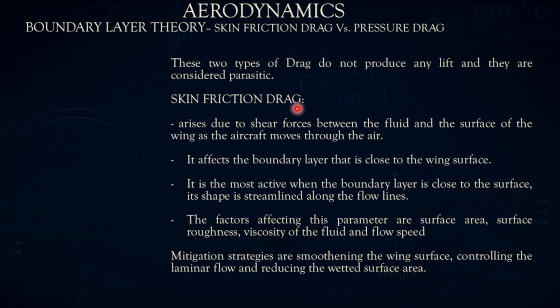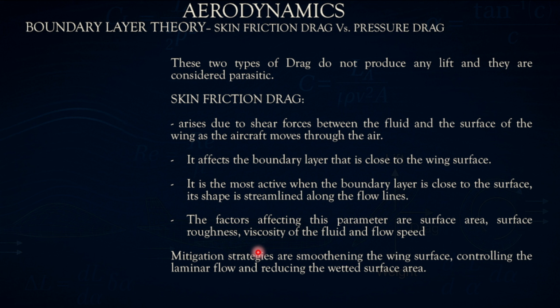Skin friction drag arises due to shear forces between the fluid and the surface of the wing as the aircraft moves through the air. It affects the boundary layer close to the wing surface, where you have a higher viscosity of the fluid. It is the most active when the boundary layer is close to the surface and its shape is streamlined around the flow lines. The factors affecting this parameter are surface area, surface roughness, viscosity of the fluid, and the flow speed. So these are the different factors that can lead to skin friction drag.